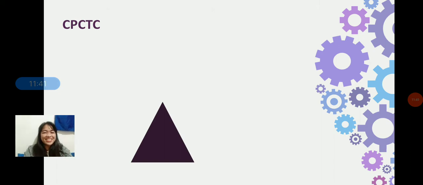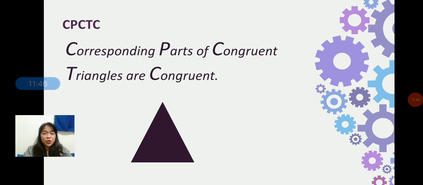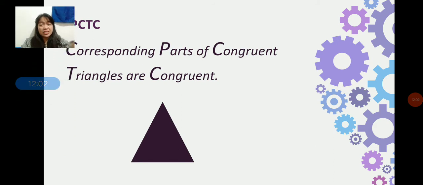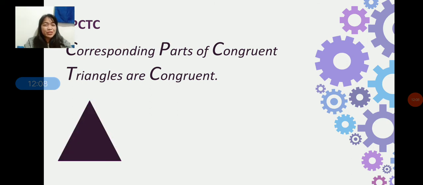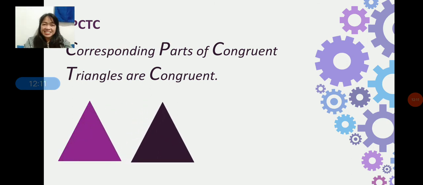Now what is CPCTC? Again, CPCTC stands for corresponding parts of congruent triangles are congruent. In a triangle, when we say parts, we actually refer to the sides and the angles. That is what parts refer to. If we have these two triangles, are they congruent? Yes, they are. But we need to prove it. We can't just say that they are congruent. We have to prove that they are congruent.